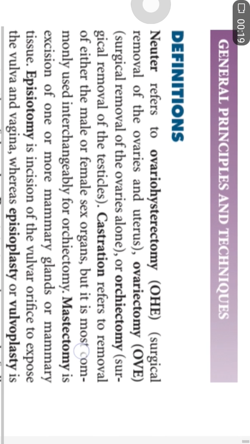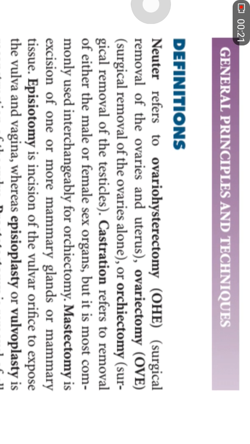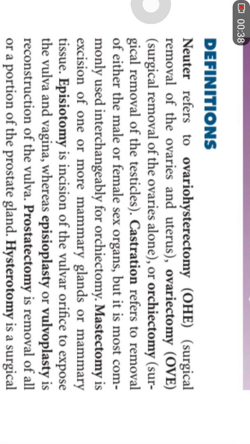surgery of the reproductive systems, like ovariohysterectomy, OHE. This is the surgical term which is used for the surgical removal of the ovaries and uterus. Ovariectomy is the surgical technique which is used for removal of the ovaries alone. Orchiectomy is the surgical terminology which is used for the removal of the testes.